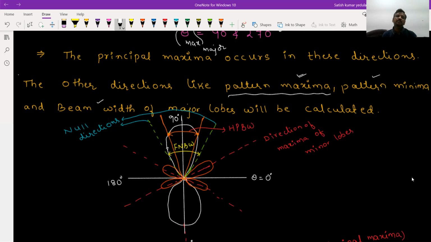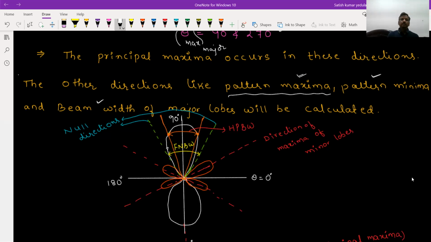And the last one is the beam width of the major lobe. This is nothing but the first null beam width. Along with this, we can also get the half power beam width, because once we get the first null beam width, we can easily find out the half power beam width. But what are these four angles that we are actually finding out? The first one is the maxima of the major lobe. The second one is the pattern maxima, which is nothing but the maxima of minor lobes. The third one is the null directions or pattern minima. And the last one is the beam width. These are all the angles that you have to find out if you really want to draw the radiation pattern of an n element array.